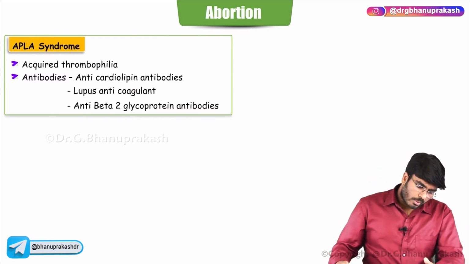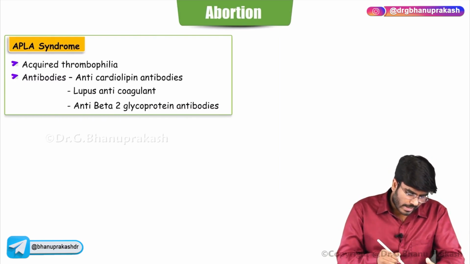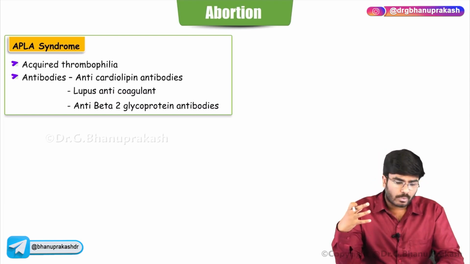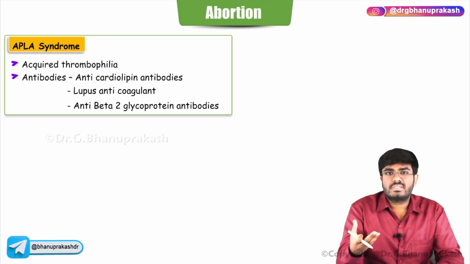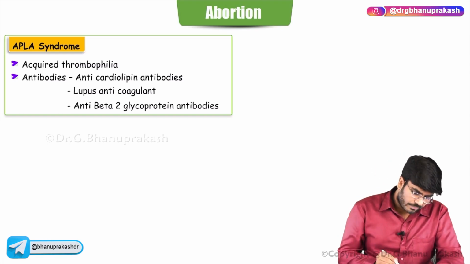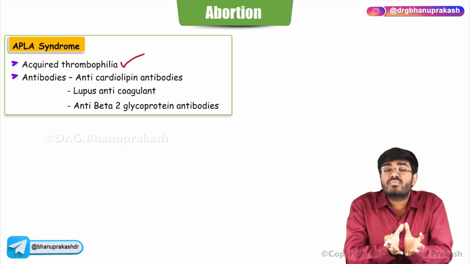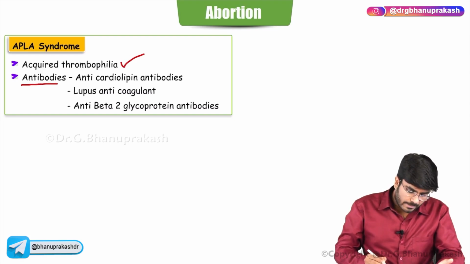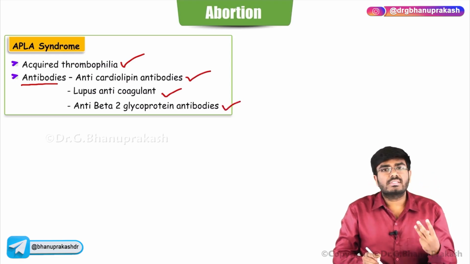Now, let's talk about a condition which also causes second trimester abortions. That is APLA syndrome, or antiphospholipid antibody syndrome. Let me tell you what exactly the problem is here. The main problem is formation of thrombus in the placental blood vessels. Actually, this APLA syndrome is an acquired thrombophilia, a thrombus-forming condition. Abnormally, thrombi are getting formed. In this condition, there are certain antibodies called anti-cardiolipin antibodies, lupus anticoagulant, and anti-beta-2 glycoprotein antibodies. These three types of antibodies are present.